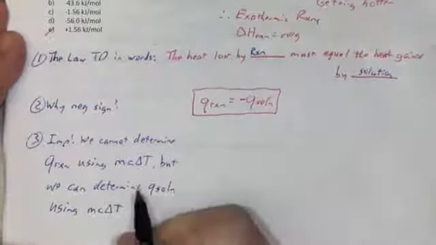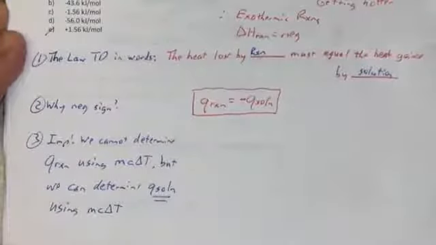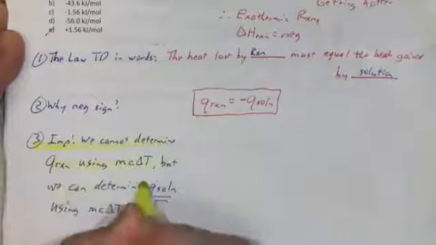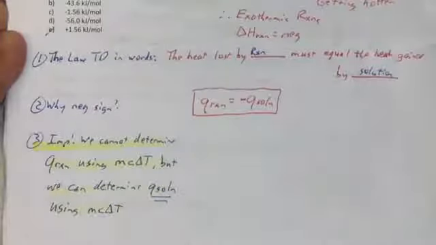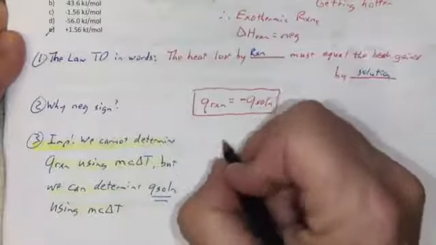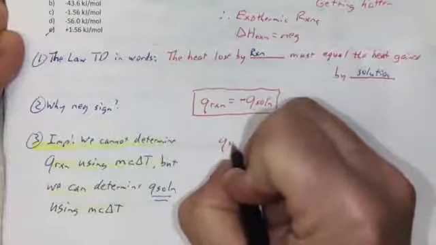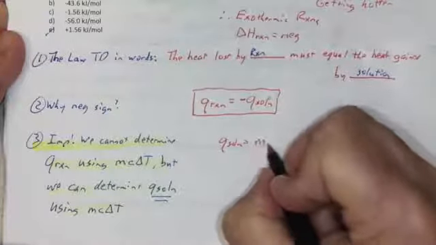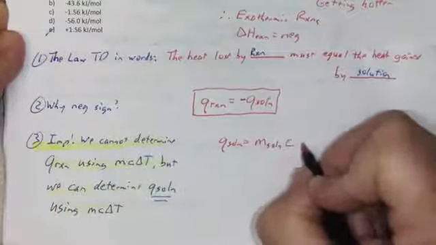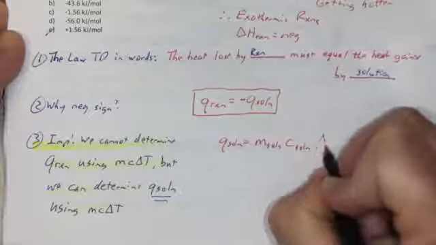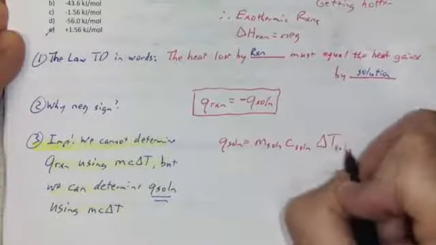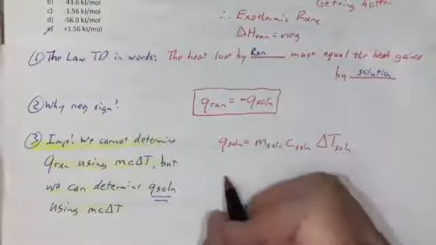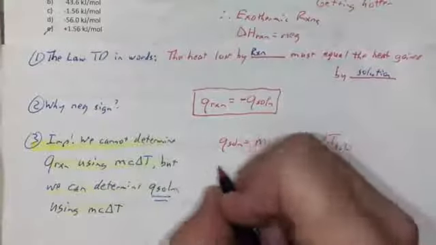Now here's what I mean. Now this is the important point. This is the key point. This is a hard problem if you don't make sense of this. And that is the Q of the solution is equal to the mass of the solution times the specific heat of the solution times the delta T of the solution. I can calculate how much heat the solution changes. Okay, so let's do that calculation.